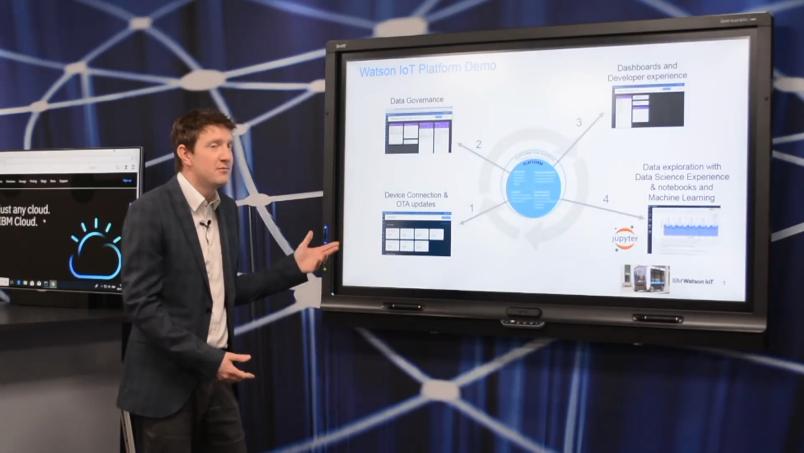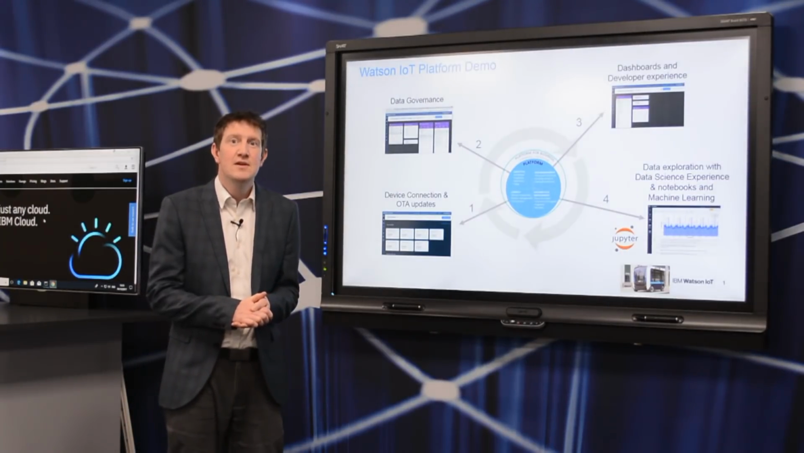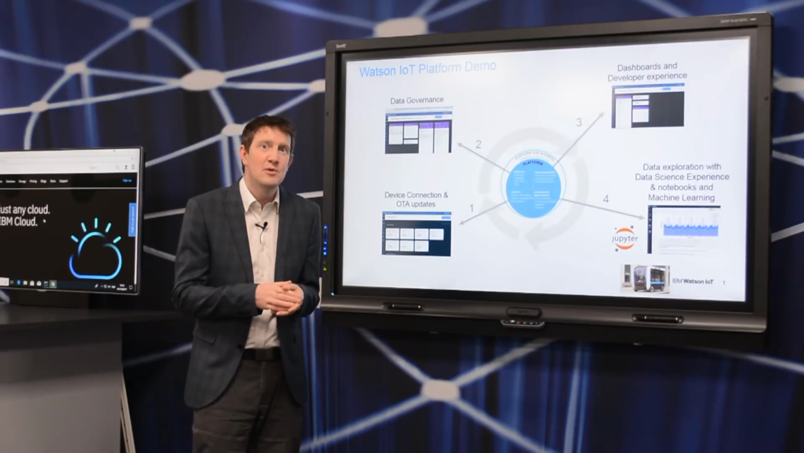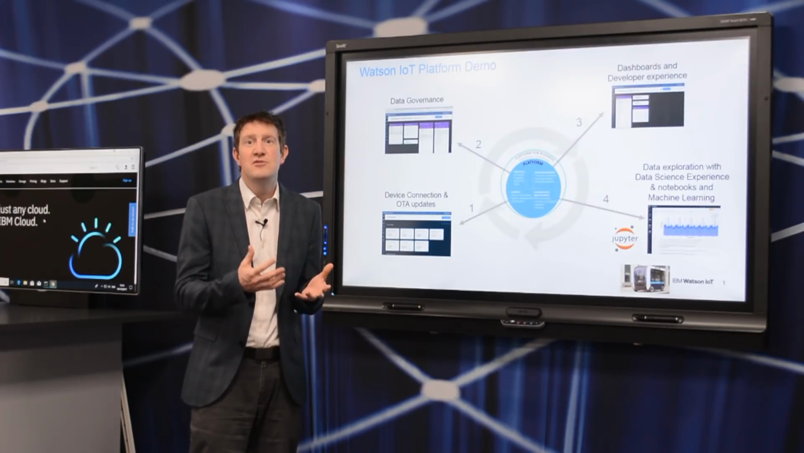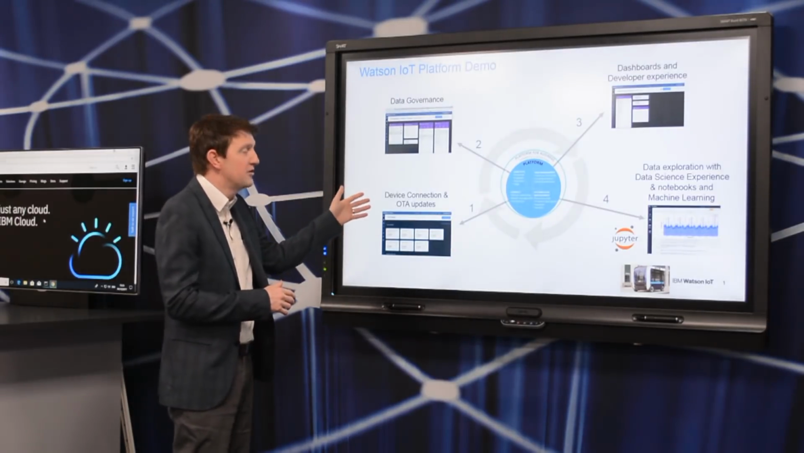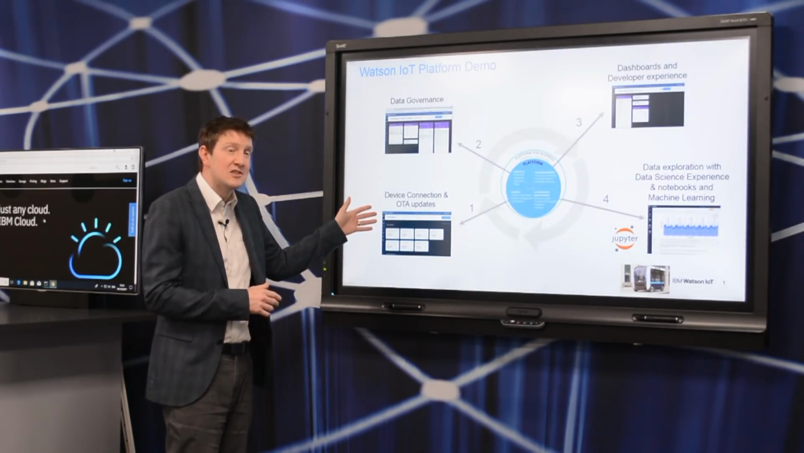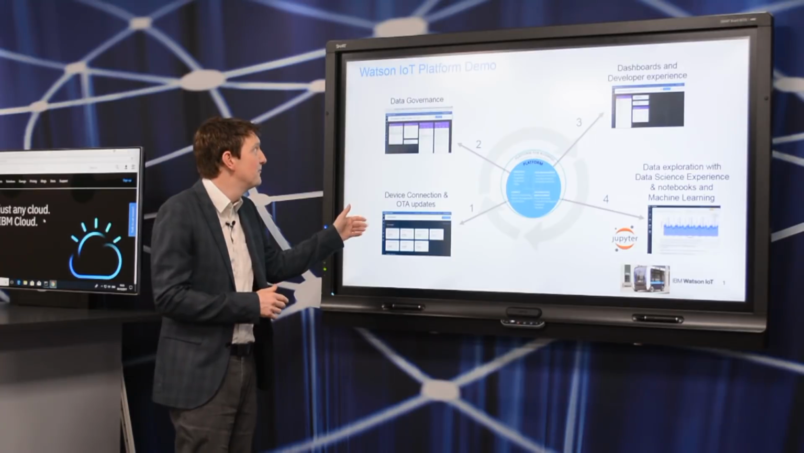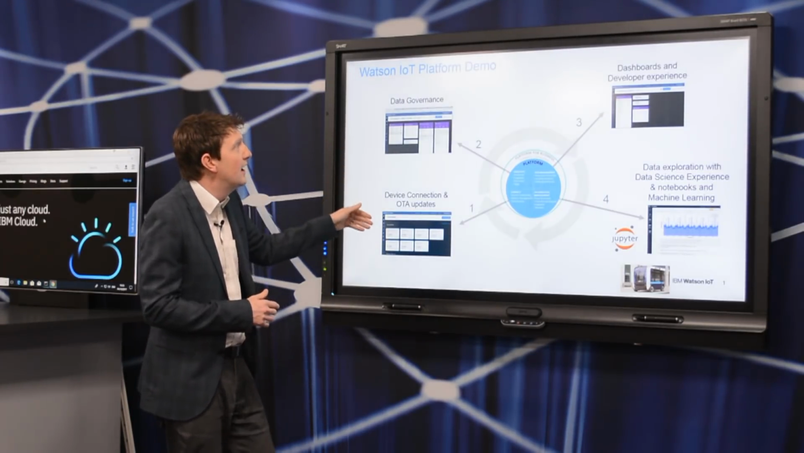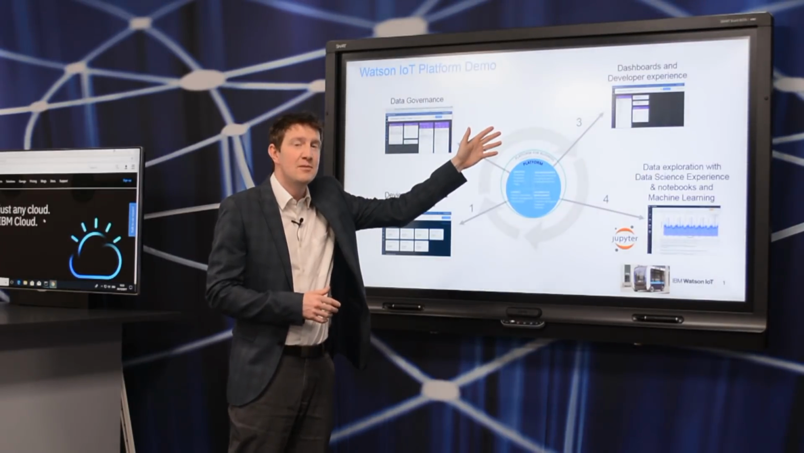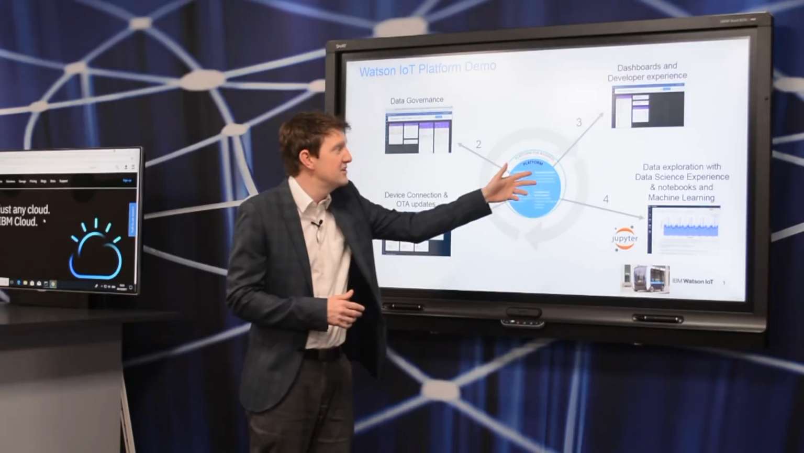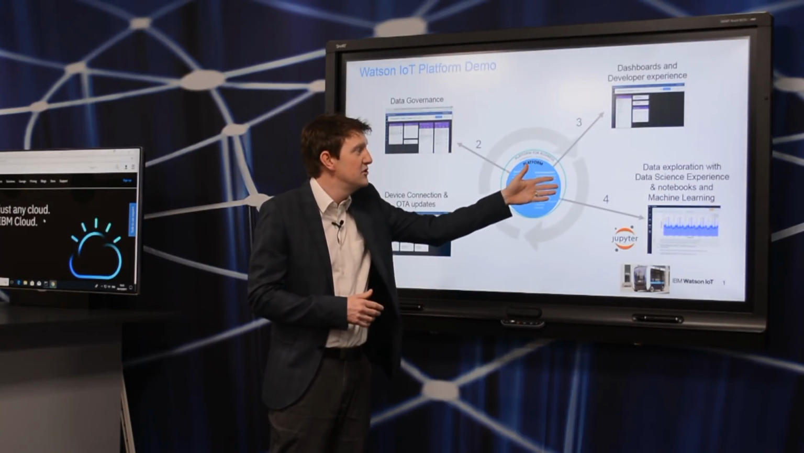I'm going to take you through a demonstration of the Watson IoT Platform, and we're going to go through a scenario involving a conveyor belt, where we're going to connect some devices and sensors representing a conveyor belt into the platform. We'll take you through 4 stages: device registration, connection, and firmware updates over the air. We're going to go through data governance with Watson Data Platform, and then we'll move on to dashboards and the developer experience.